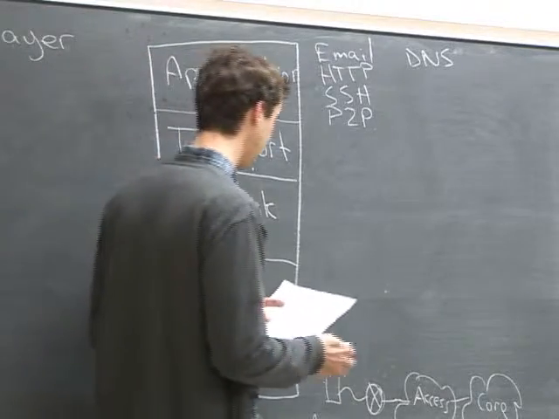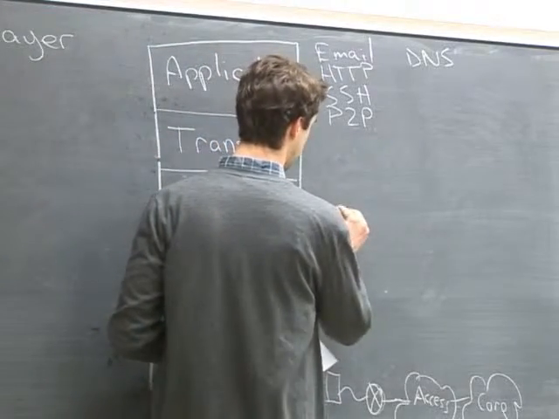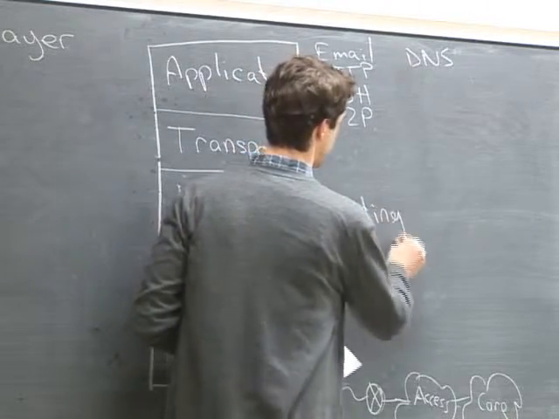So the network layer is responsible for routing datagrams.